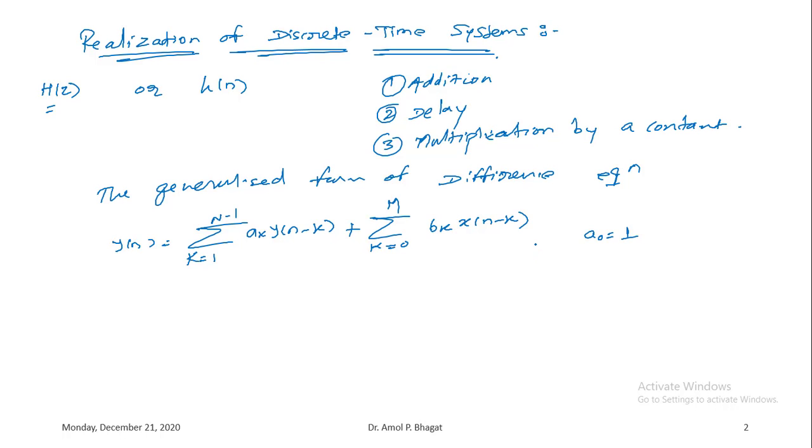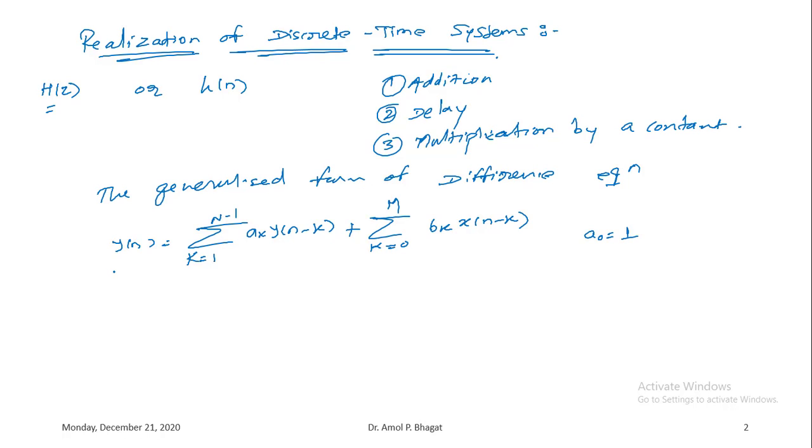Okay, so this is the most generalized form of the difference equation, which can be used to represent the input output characteristics of the given discrete time system. So here it is the linear combination of inputs and outputs, right?